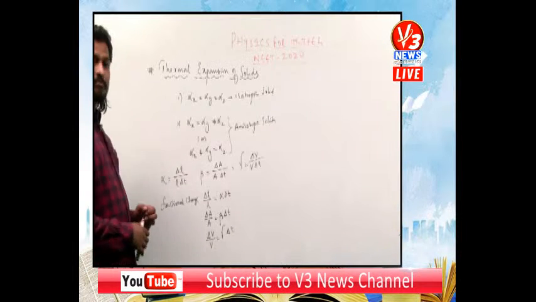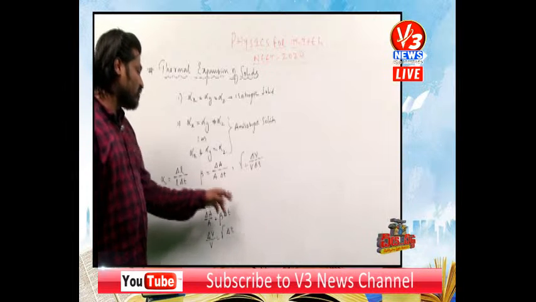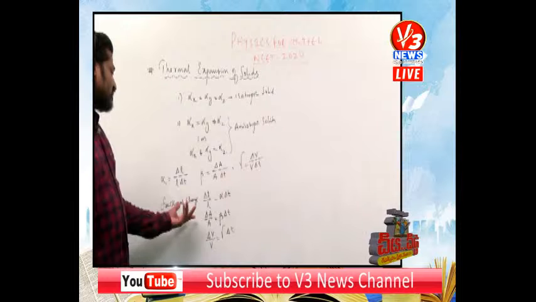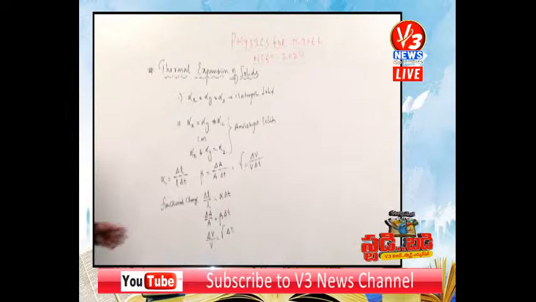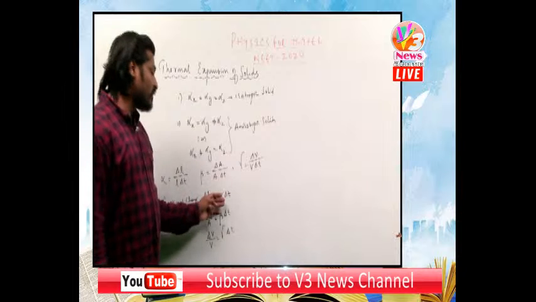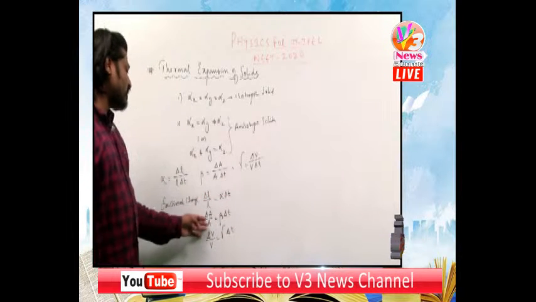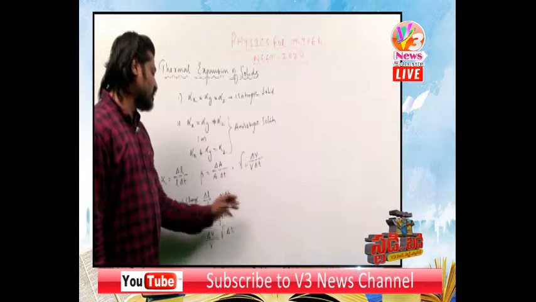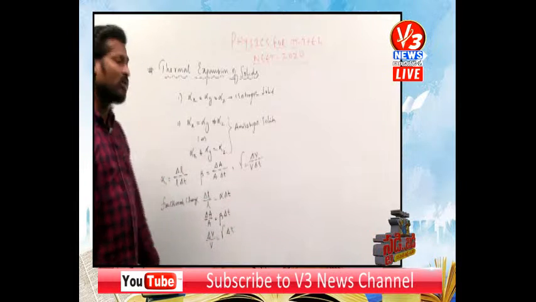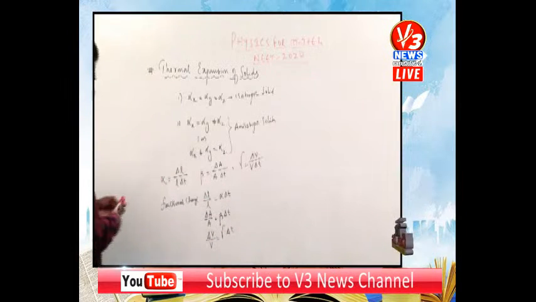In the same way, if they ask for the percentage change, I can just multiply by 100 on both sides, and we will get the percentage change in the fractional change. So, delta L by L into 100 is equal to alpha into delta T into 100, delta A by A into 100 is equal to beta into delta T into 100, and delta V by V into 100 is equal to gamma into delta T into 100. These are some of the basic things which you already know.